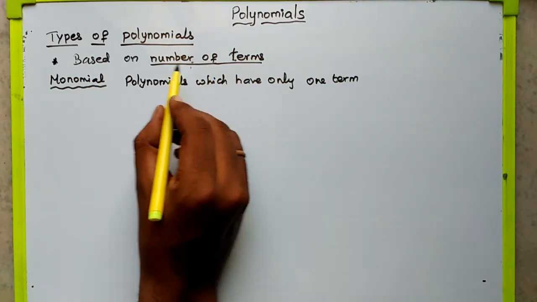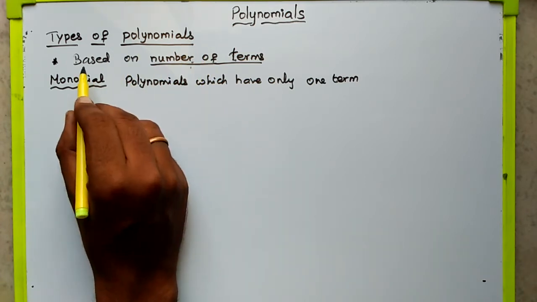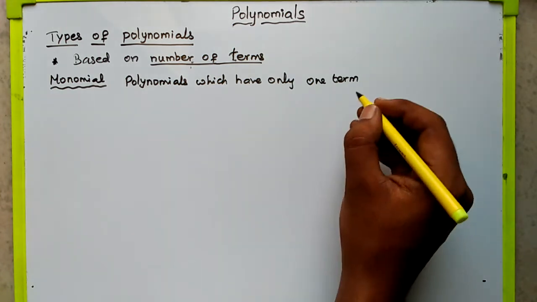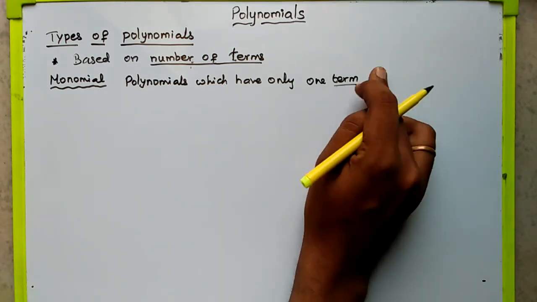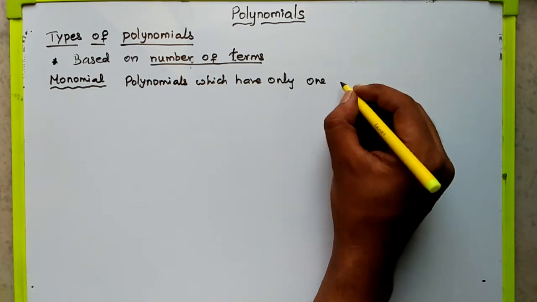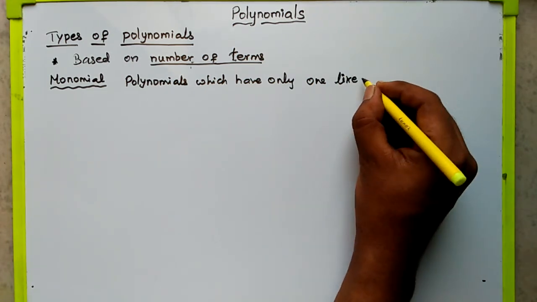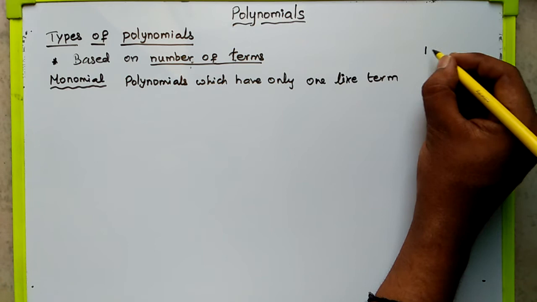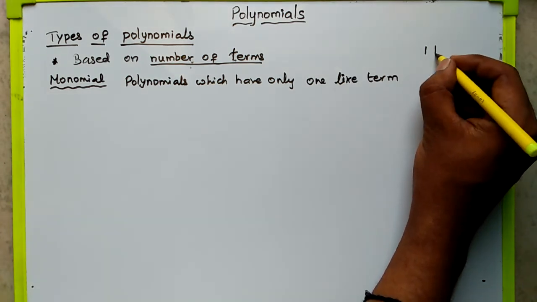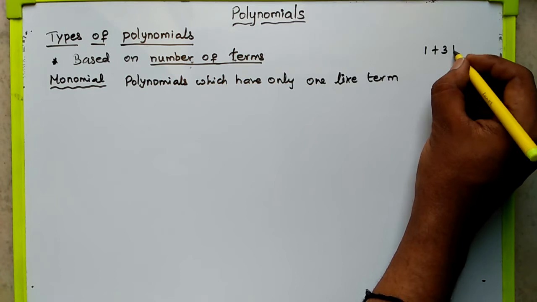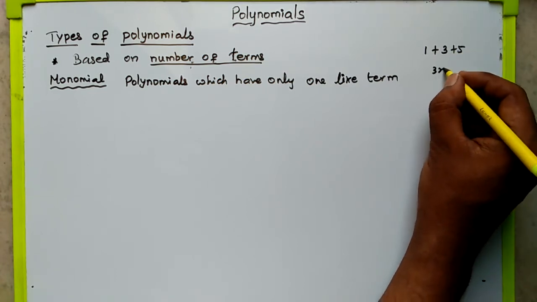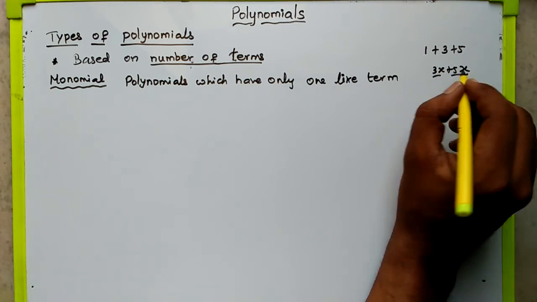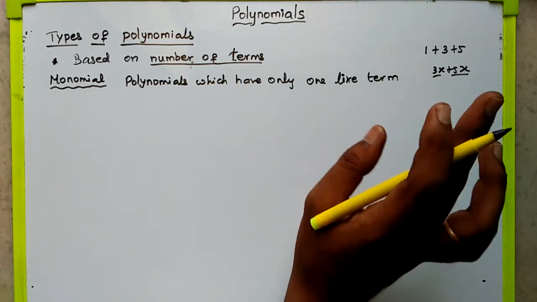You are going to learn two types. Only first types you are learning. So monomial, polynomial which have only one term. Instead of only one term, we can say only one like term. In case if I write 1 plus 3 also monomial, or 1 plus 5 also monomial, or 3x plus 5x is monomial, because like terms we have.